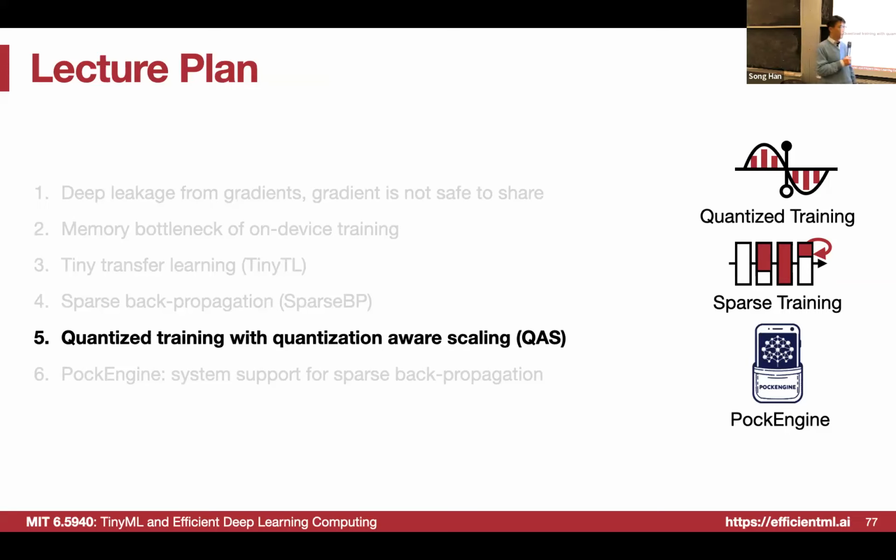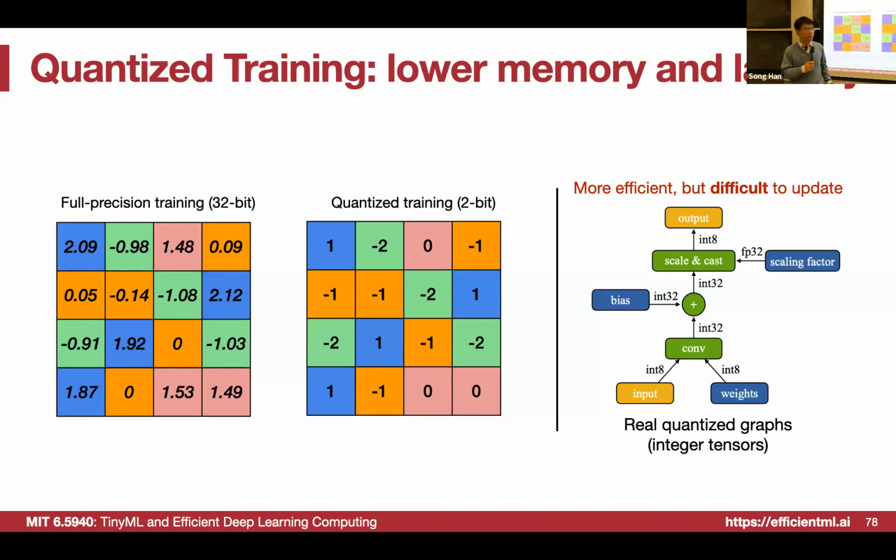All right, so we talk about sparse fine-tuning. Can we exploit quantization for fine-tuning tasks? So now let's switch gears to talk about quantized tuning with quantization-aware scaling, QAS. Remember, we talk about quantization rather than having a full precision training. With 32-bit, can we use quantized training with low precision?